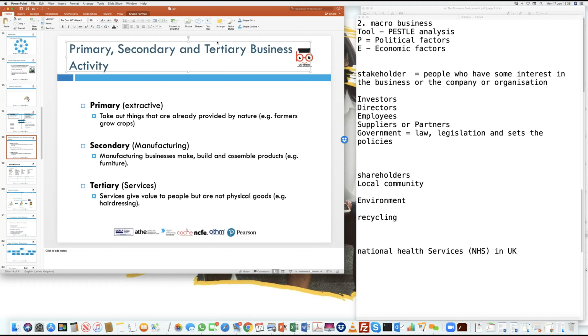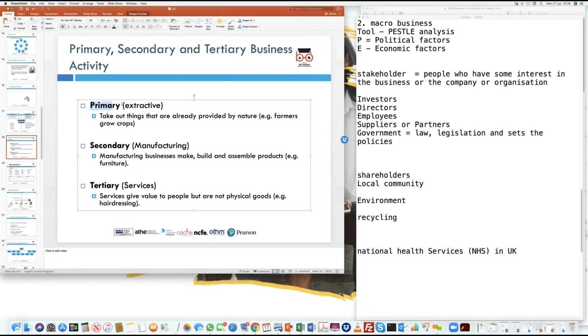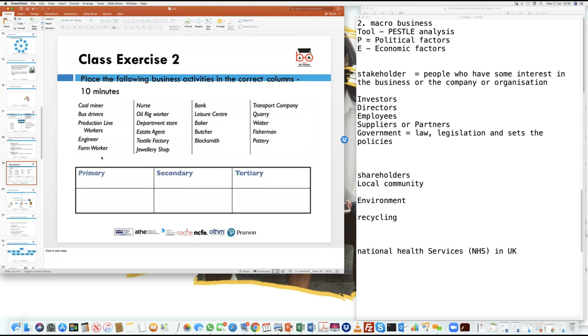So in this case, what you see is that there are three different types of business activities which a business can do, which is categorized into primary, secondary, and tertiary. Now this is a bit of an exercise that I want you to do, which is to say which type of business here falls into which category. So a coal miner, what kind of activity is it doing?